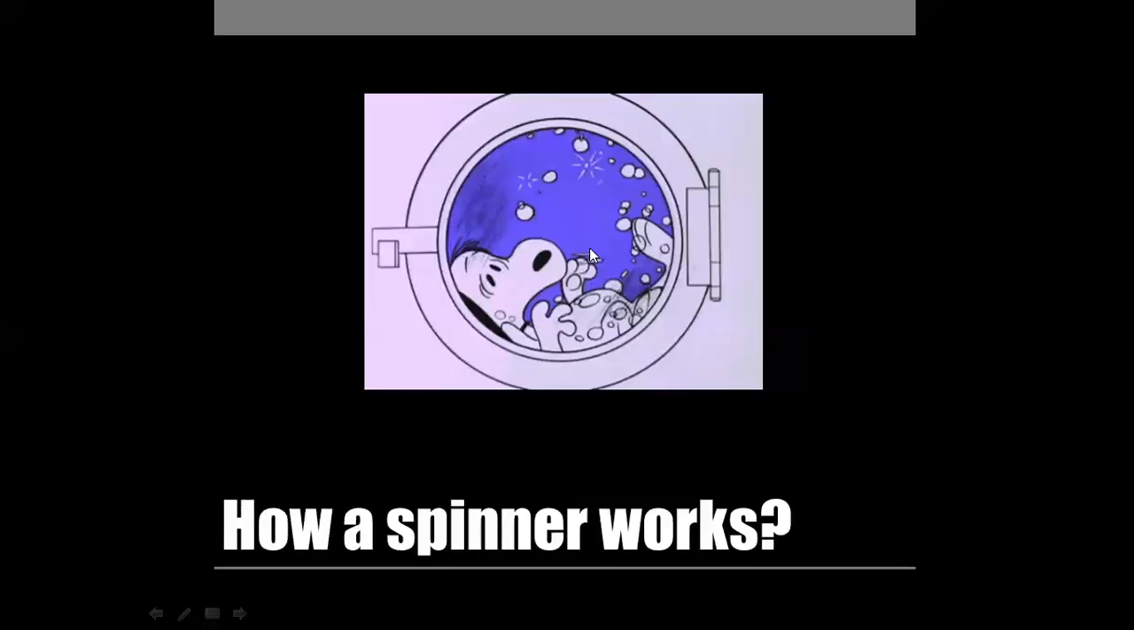Perforated means having holes in it. When the cylindrical lid is closed and the cloths are piled up in it, the spinner spins at high speed, and there is a lack of centripetal force. Because of this lack of centripetal force, water goes out of the spinner through the holes, because water is heavy, and the dry cloths are piled up in the center. The water goes out because of the lack of centripetal force.